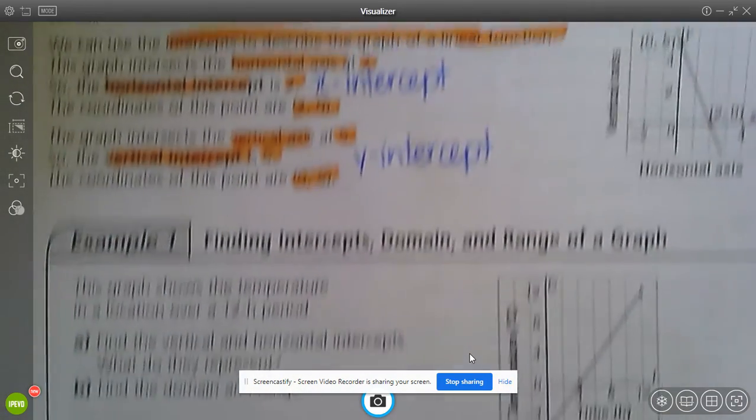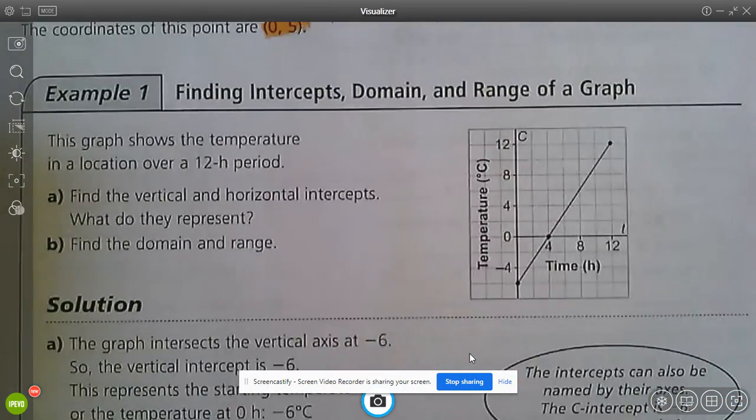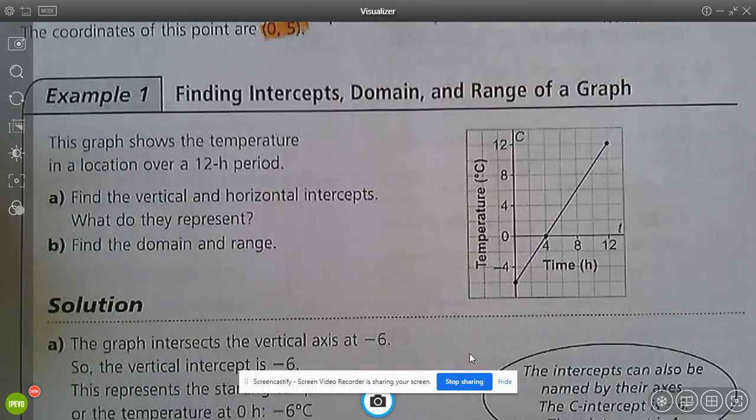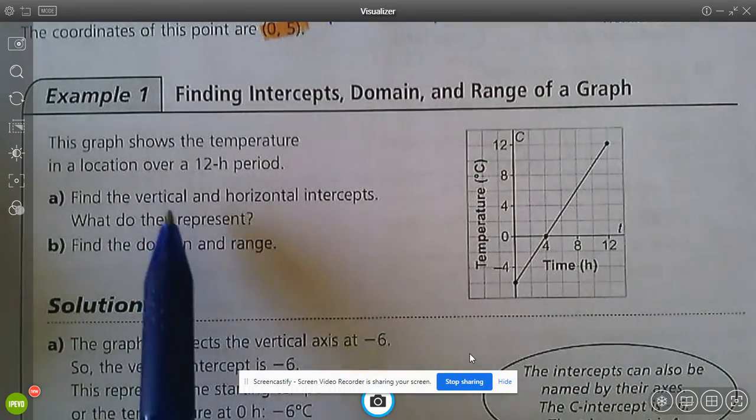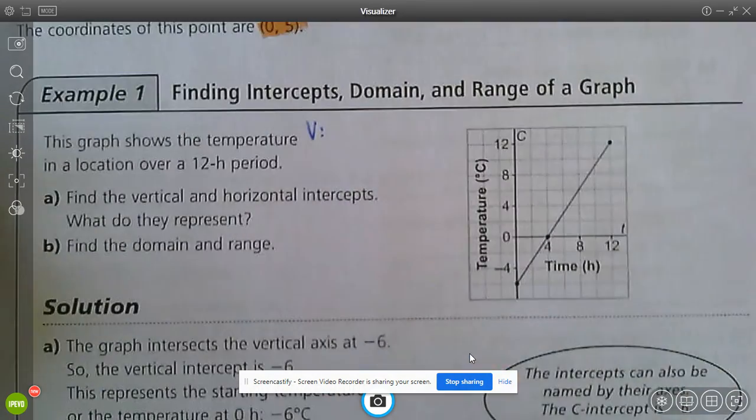and figure out our horizontal and vertical intercepts, and then the domain and range of this graph. Okay, so if we take a look at this graph here, we can see that it is showing the temperature of some location over a 12-hour period of time. So it asks us to find the vertical and the horizontal intercepts and what do they represent. So let's look at each of them. I'm going to use V for vertical.